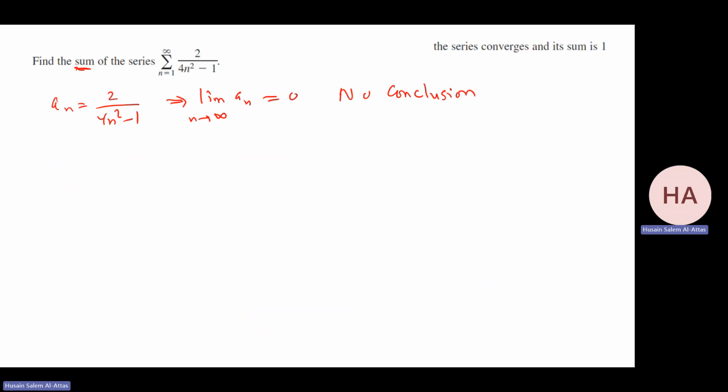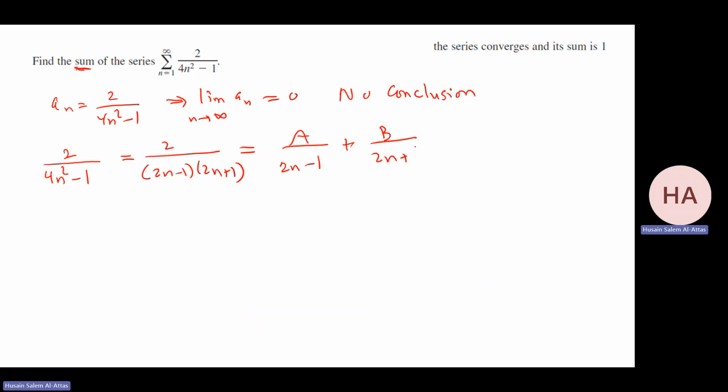It is telescoping, yes, but I need to do partial fractions in this case. 2 over 4n squared minus 1 is 2 over (2n minus 1)(2n plus 1), and that will be A over 2n minus 1 plus B over 2n plus 1. Now if I cover this and substitute a half, you will get 2 over 2, which is 1. If I cover this and substitute minus a half, you will get minus 1. You can check: 2n plus 1 minus (2n minus 1) over the product, which is 4n squared minus 1.